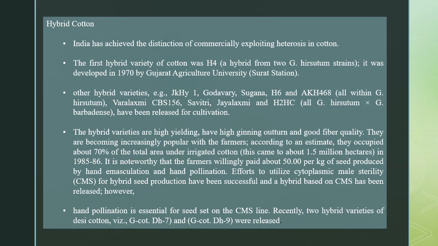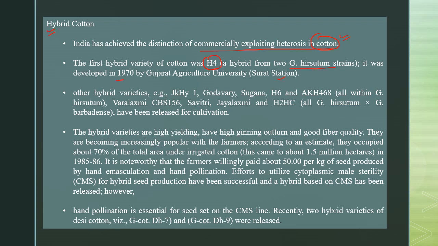After that, if we see the hybrid cotton in India, it has achieved commercially exploited heterosis in cotton. In India, cotton is one of the most extensively commercial crops which exploits heterosis breeding. The first hybrid variety of cotton was H4, a hybrid of two Gossypium hirsutum strains. It was developed in 1970 at GAU, that is the Gujarat Agricultural University, Surat Station.